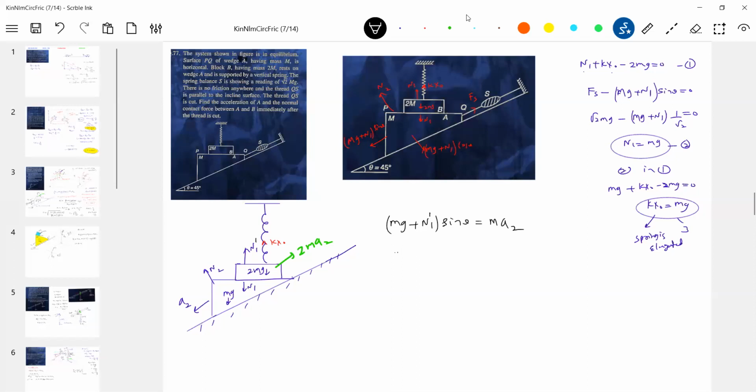Then again, the forces that are acting: N1 dash plus kx naught plus 2mA2 sin theta minus 2mg equal to 0. A2 and N1 dash are the unknown things. Solving that, we'll get the required answer. The kx naught value, what we know is the value is mg. So spring force will not change. So this has to be taken into picture.